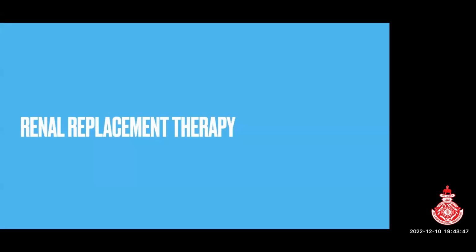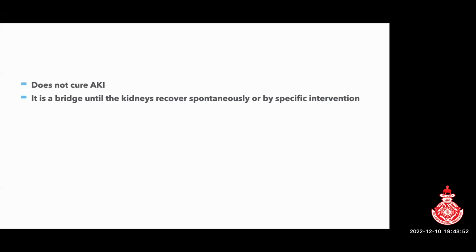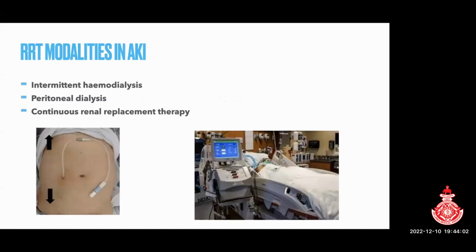Right. So let's talk a little bit about renal replacement therapy. So remember, it's not a cure for AKI, right? So it's only a bridge until the kidneys either recover spontaneously or by your specific intervention. And there are different modalities that you can use in acute kidney injury. You can use intermittent hemodialysis. So you may be familiar with that, like you give intermittent hemodialysis in CKD. You can give the same therapy in AKI.